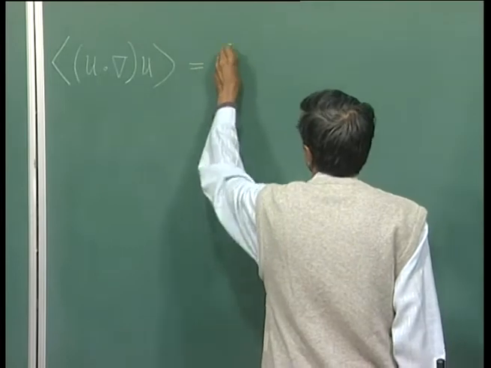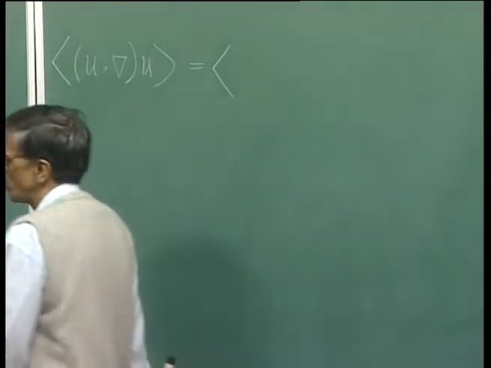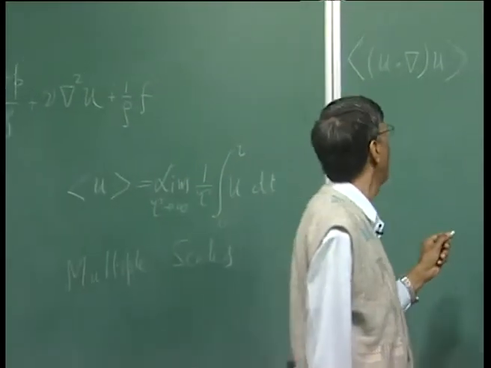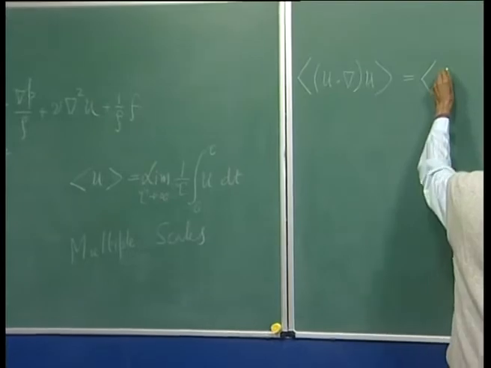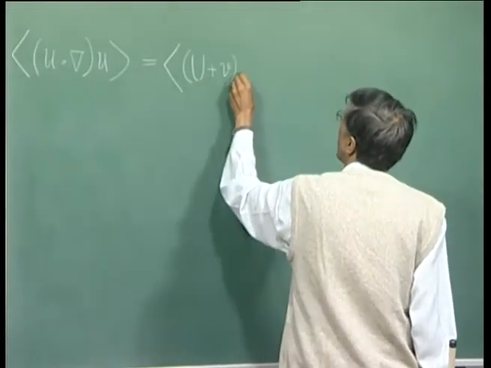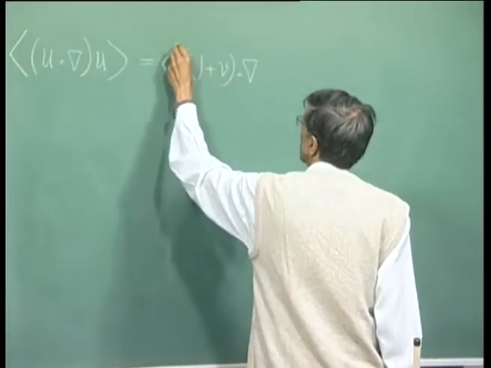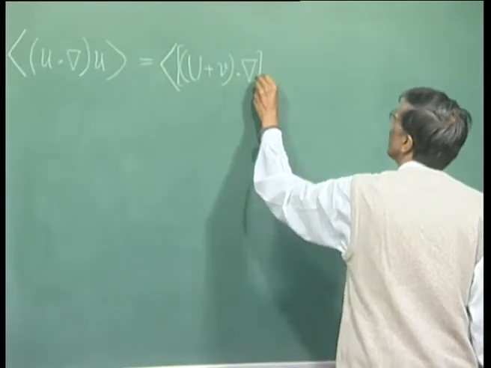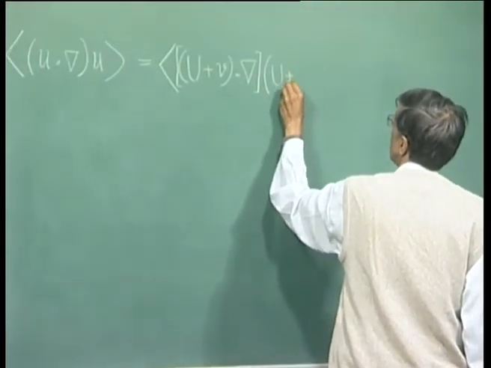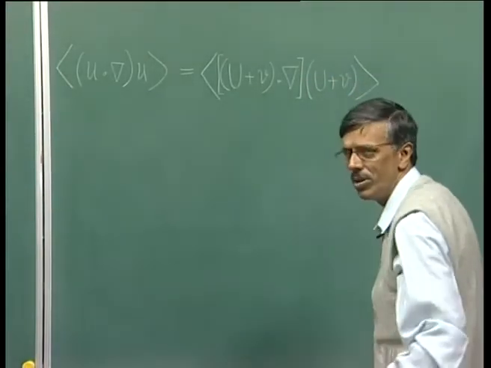Well, we will just split it into this part. So, we are talking about here (u plus v) with a dot product, nabla. This is operating on u plus v. That is what we are doing.